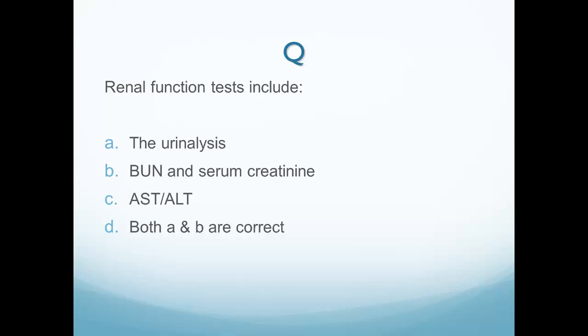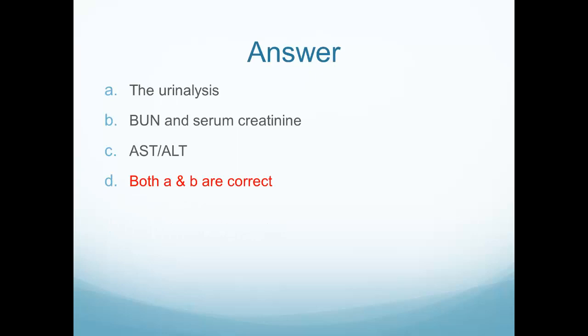Our renal function tests include what? Well, if you said both A and B, you would be correct. The urinalysis is part of our urine function test, and this tells us a little bit about what's going on with the kidney itself as to whether or not we have maybe blood that's starting to make its way into the urine, or we have white blood cells in there, or anything that's abnormal that's going to be in the urine itself. And we also look at the BUN and creatinine.